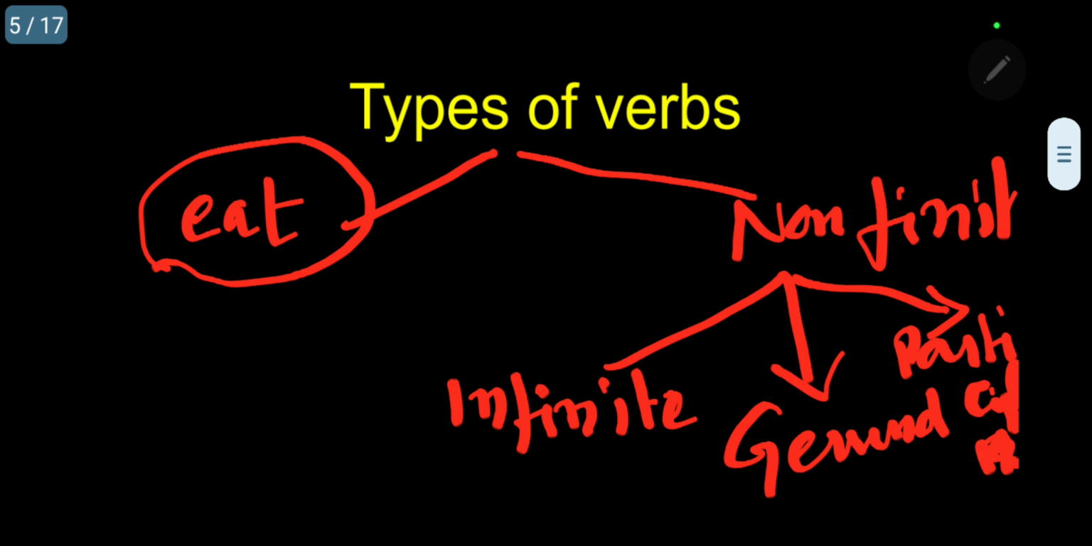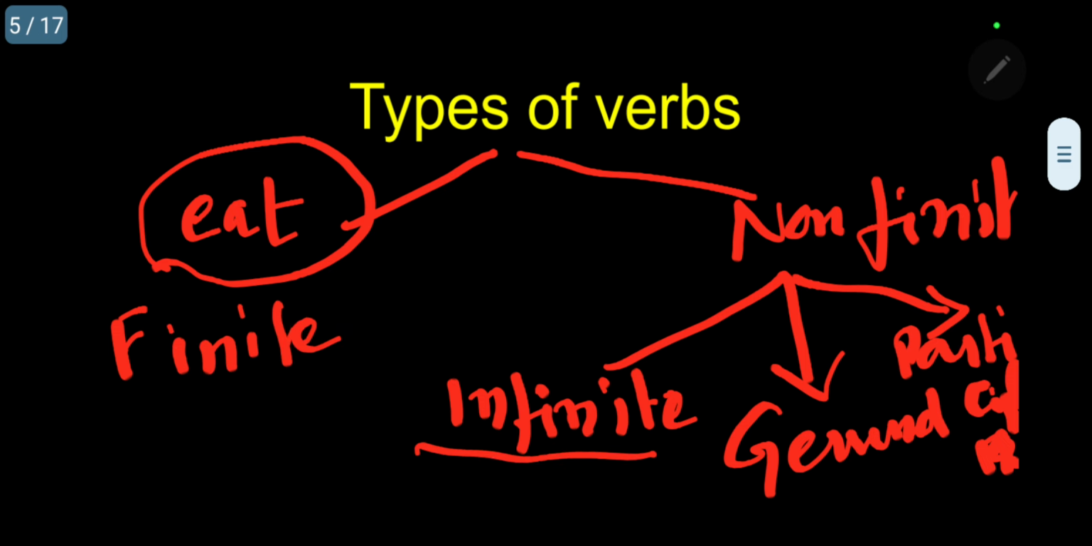So eat is a finite verb. This is non-finite. When you add to before the main verb, the finite verb becomes an infinitive. To eat, சாப்பிடுவதற்கு. To walk, நடப்பதற்கு. To run, ஓடுவதற்கு. That is, the verb is not completed. So it is called infinitive. You have to add to.